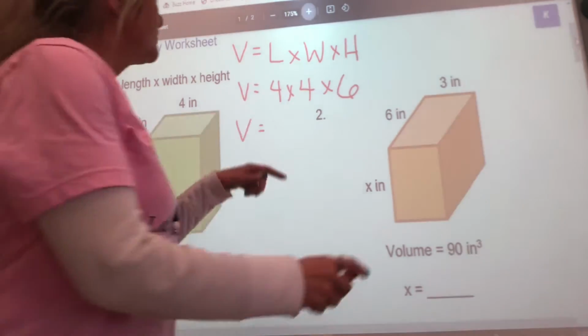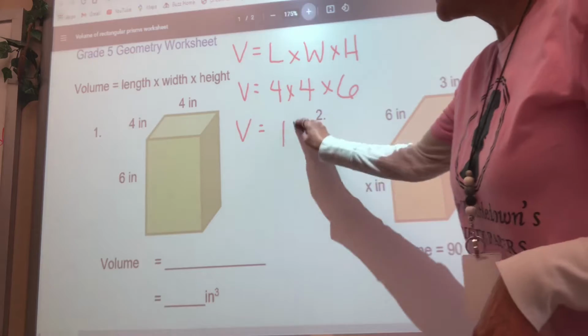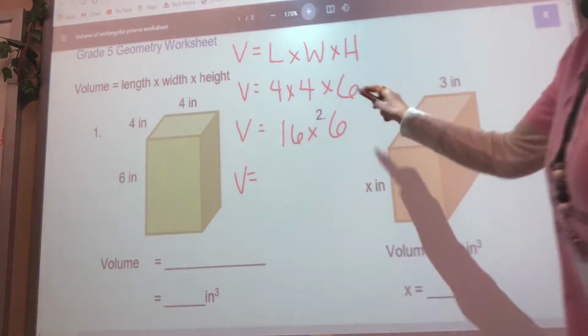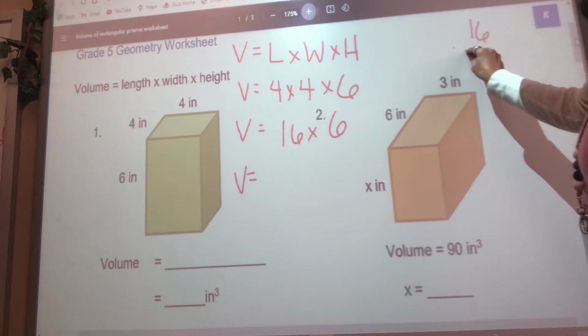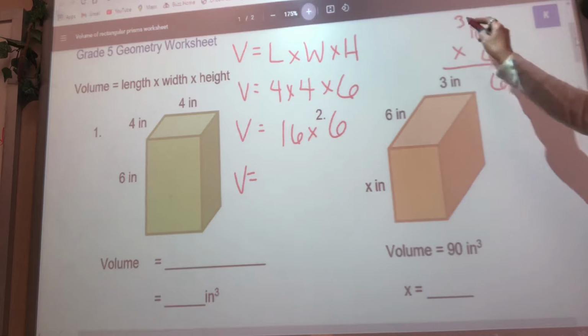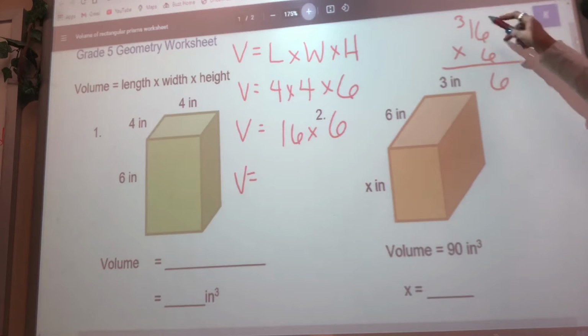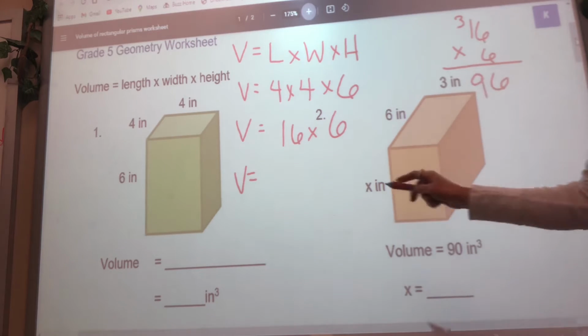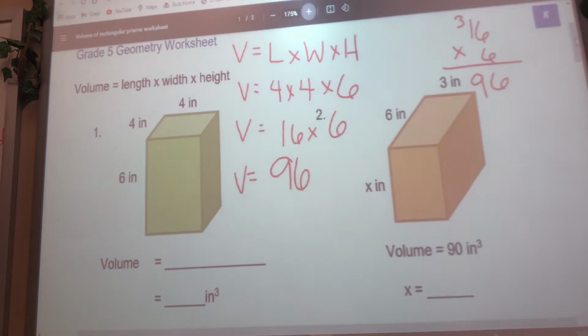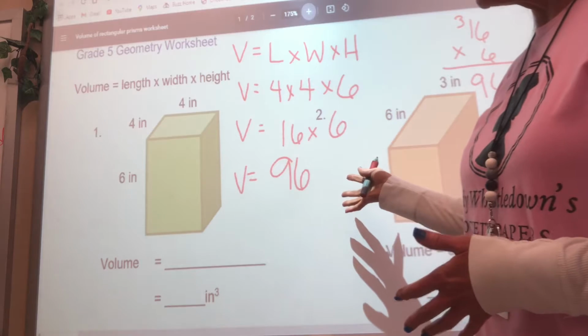So 4 times 4, we know 4 times 4 is 16. And then go to the side and do the math. 16 times 6. 6 times 6 is 36, carry the 3. 6 times 1 is 6, plus the 3 is 9. So we have 96. Now, on the test, it's probably going to have just a 96 there.